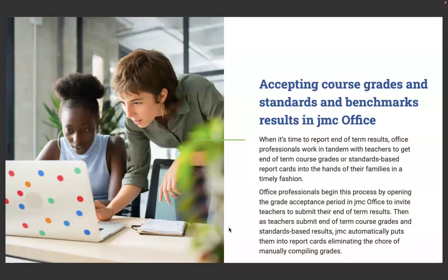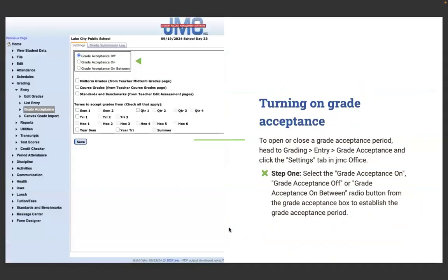When it's time to report end of term results, office professionals work in tandem with teachers to get end of term grades or standard-based report cards into the hands of their families in a timely fashion. Office professionals begin this process by opening the grade acceptance period in JMC Office to invite teachers to submit their end of term results. Then, as teachers submit end of term course grades and standard-based results, JMC automatically puts them into report cards, eliminating the chore of manually compiling grades.